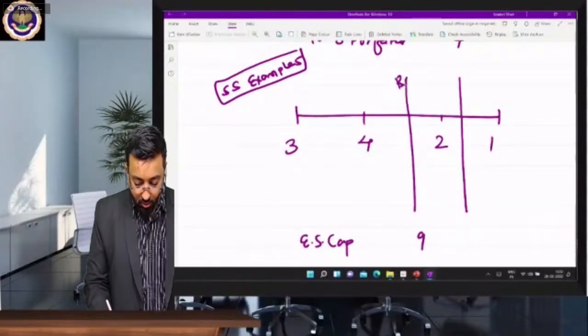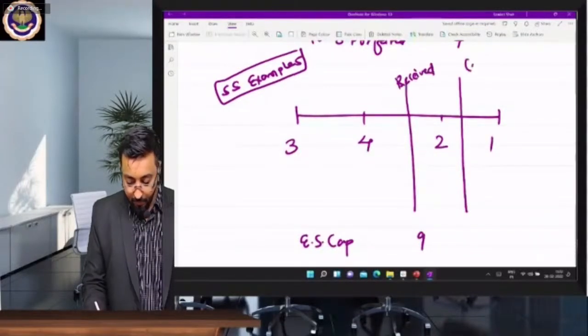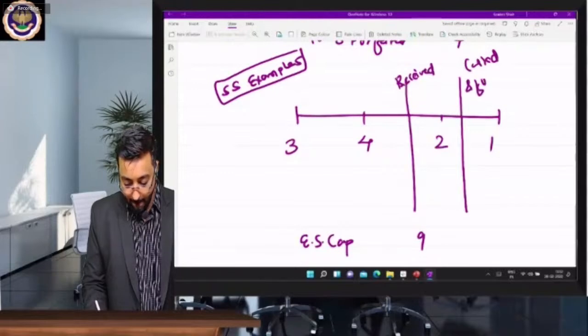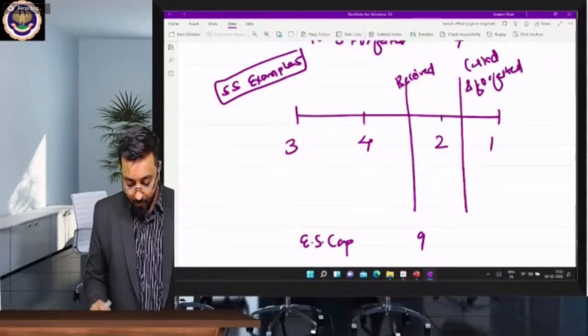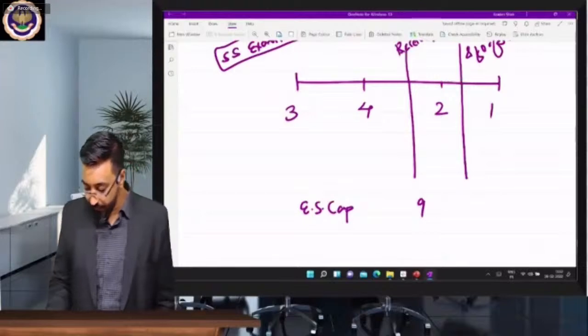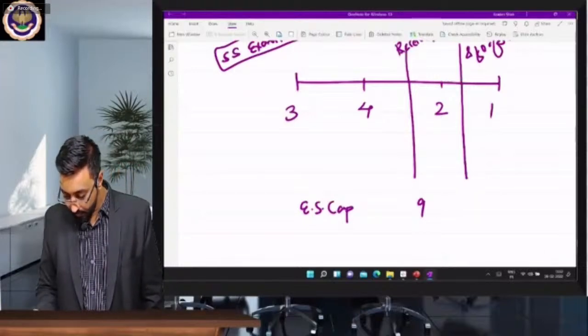This is received. This is called and forfeited. Equity share capital always by last line.